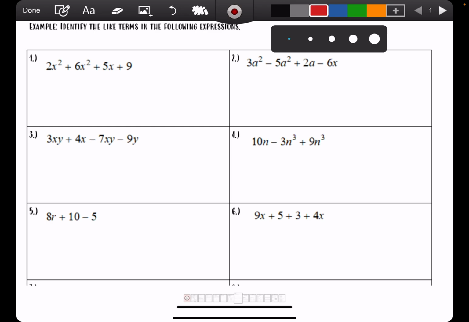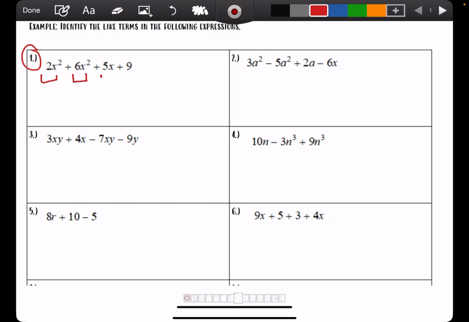So in the top left, number 1, we have 2x squared plus 6x squared plus 5x plus 9. All right, so we've got 4 different terms that we're adding together. If I want to simplify this expression, I've got to figure out what terms are like terms, and if I have any, then I can combine them. And let's take a look.